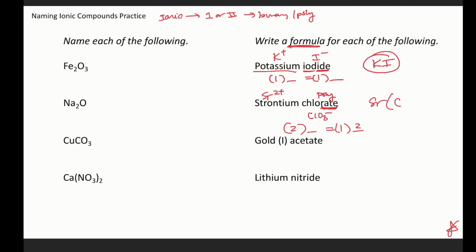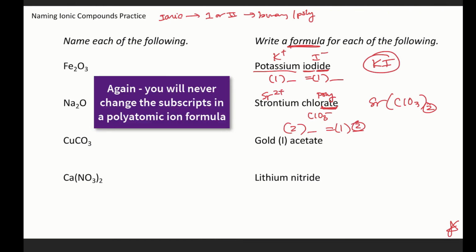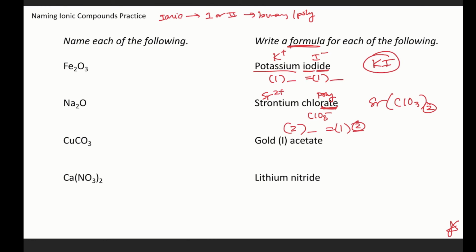So strontium chlorate, Sr(ClO3)2, yes? All right, because we'll never change the subscripts inside of the polyatomic ion's formula. ClO3 is the formula for chlorate. Just like your name is spelled with however many letters it is, in whatever order it's supposed to be, and you can't change that. Same thing with chlorate. ClO3 is chlorate, but we can have more than one of them by using parentheses and a subscript.